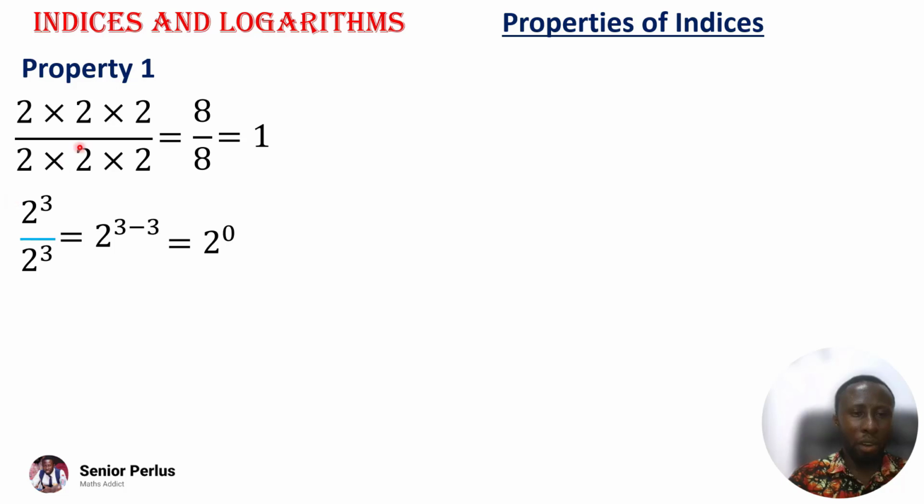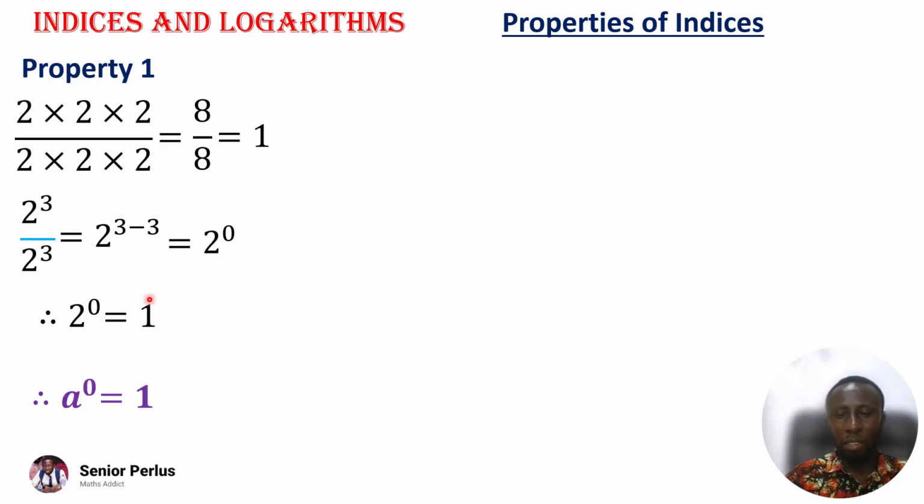So therefore, we can compare the first one and the second one. This one is same as here. You have 2 to the power 0. So meaning that 2 to the power 0 is 1. So therefore, we are saying that 2 to the power 0 is 1. That's why there's a saying that any number to the power 0 is 1. So even 100 to the power 0 is 1. From this idea, we can conclude that a to the power 0 is 1.